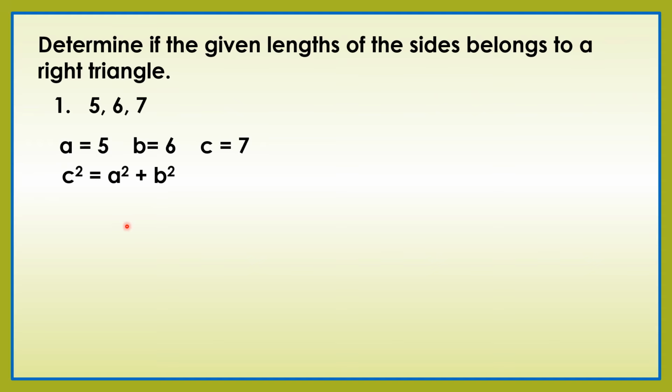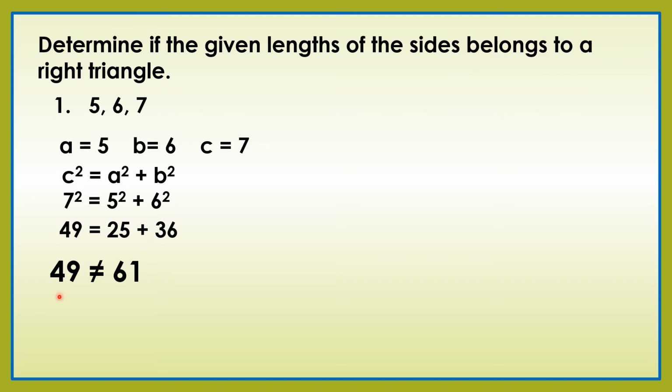So, substitution tayo. We will have now 7 squared is equal to 5 squared plus 6 squared. Simplify natin sila lahat. Ang 7 squared ay 49. Ang 5 squared is 25. Ang 6 squared ay 36. So we will have now 49 is equal to 25 plus 36. Add natin ang 25 at yung 36. 25 plus 36 ay 61. Therefore, ang 49 natin ay hindi equal sa 61. So, yung 5, 6, at 7 ay hindi sides ng right triangle.